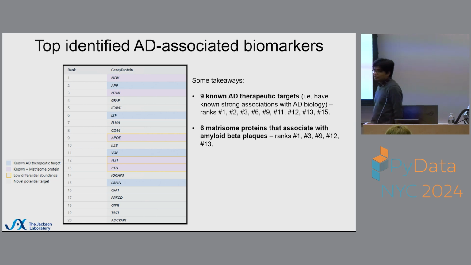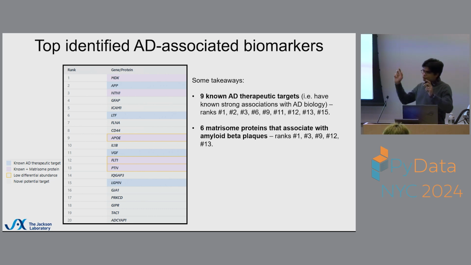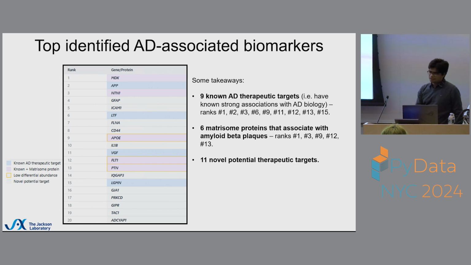So first of all, did we actually learn biologically relevant signals? What we see from this table is, among the list of top 20 genes, 9 of them are already known therapeutic targets for AD, and 6 of them are matrisome proteins, and what that means is that these proteins function within the extracellular matrix between brain cells, and they're responsible for the structural stability of the amyloid beta plaques, which, if you remember, are one of the hallmark signatures of this disease. So we recover some of these matrisome proteins. And basically what this tells us is that we do recover some biologically relevant signals.